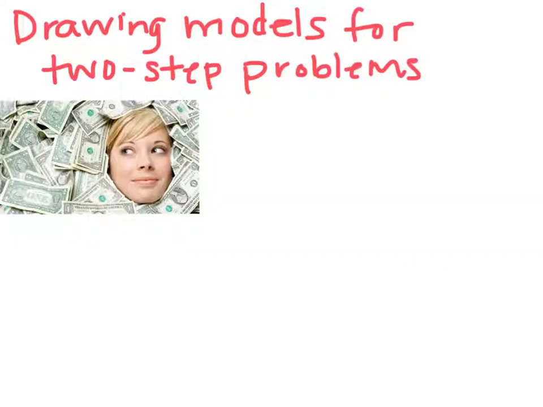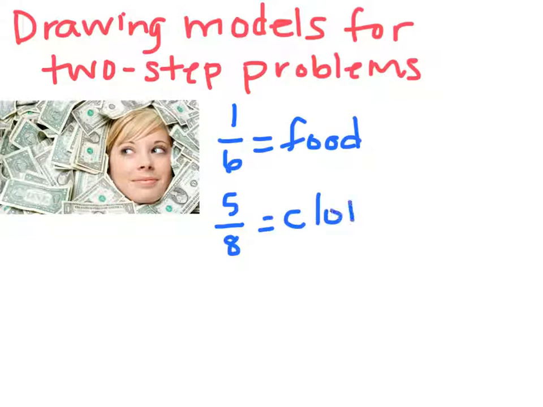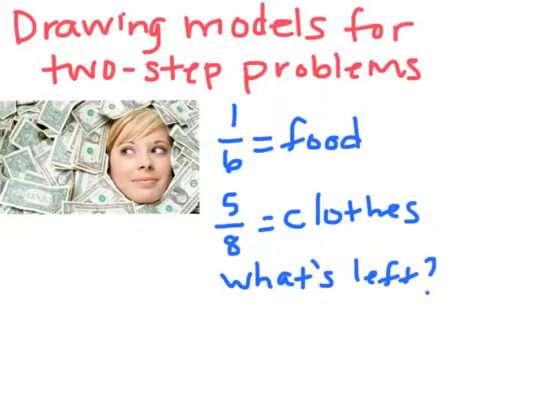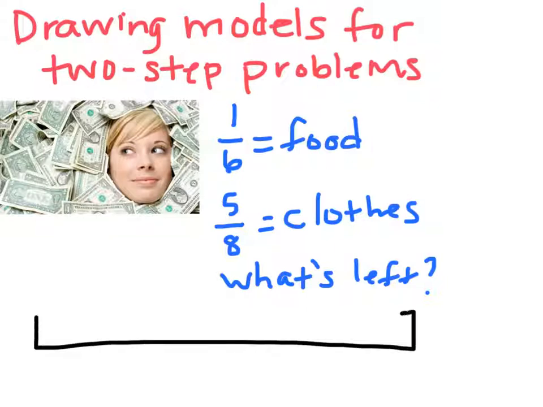Now we're going to draw a model to solve a 2-step problem. Megan spent 1/6 of her money on food and 5/8 of her money on a new outfit. What fraction of Megan's money is left? Okay, let's begin by drawing a picture. We're going to make a bar that represents all of Megan's money. Okay? We're going to start with that 1/6 that we know she spent on food.